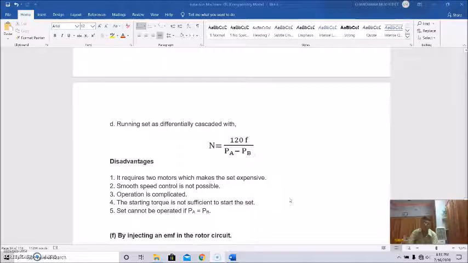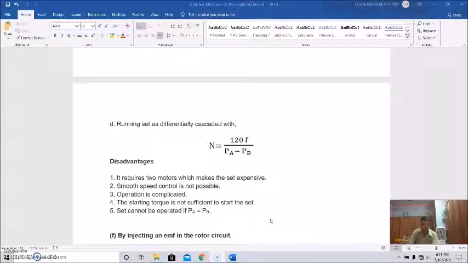And we have discussed the disadvantages of using two motors also. It requires two motors, which makes the set expensive, smooth speed control is not possible, operation is complicated, starting torque is not sufficient to start the set, and the set cannot be operated if Pa equals Pb.